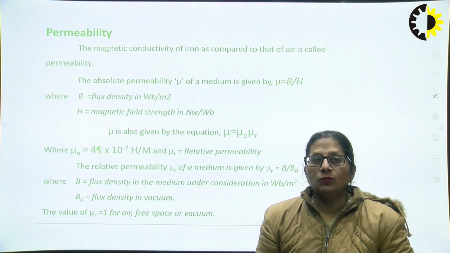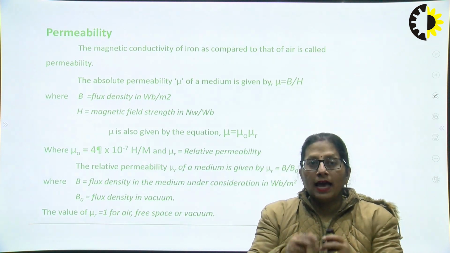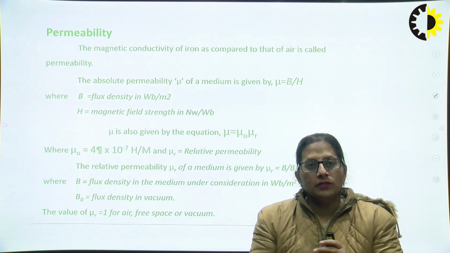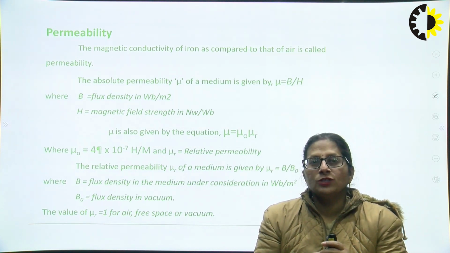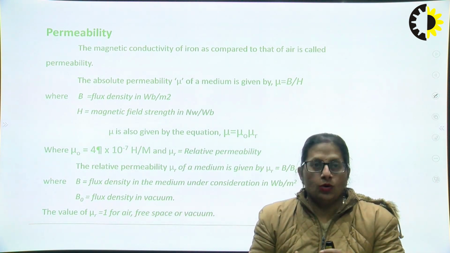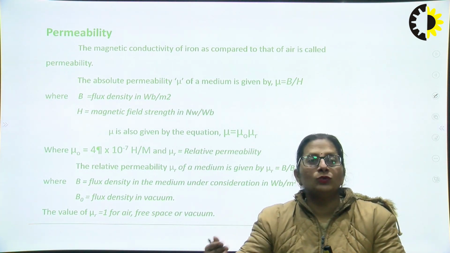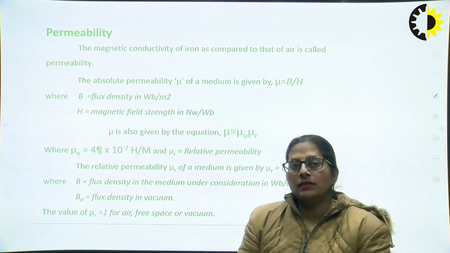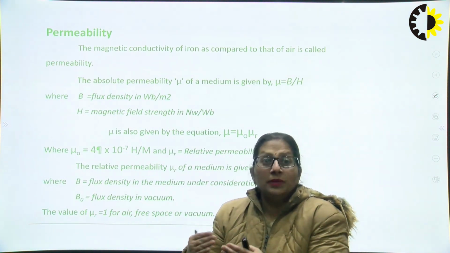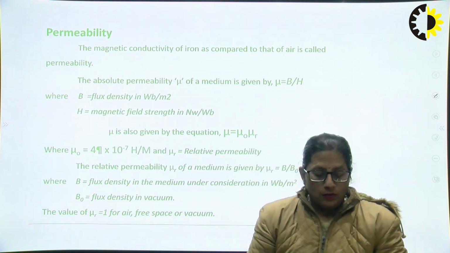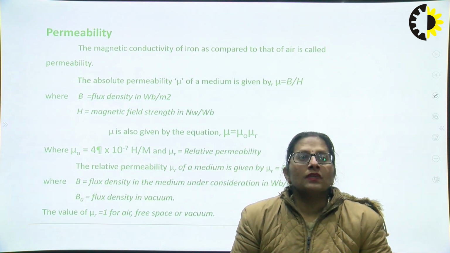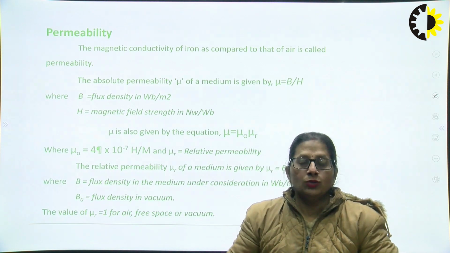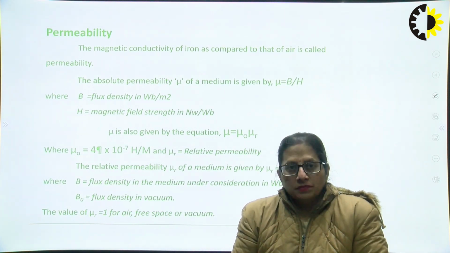Now, permeability. What is this permeability? It is the property of the material by virtue of which it provides the ease of making the flux flow through a given medium. It is the ease by which a material can make a flux flow through it. So the permeability is the magnetic conductivity of an iron as compared to that of air. Not only an iron, but it can be any medium.